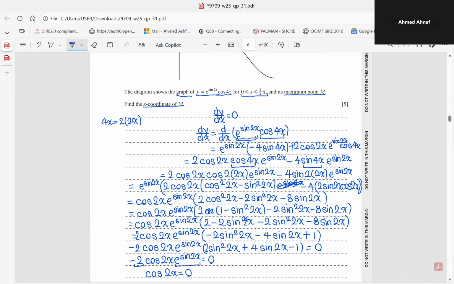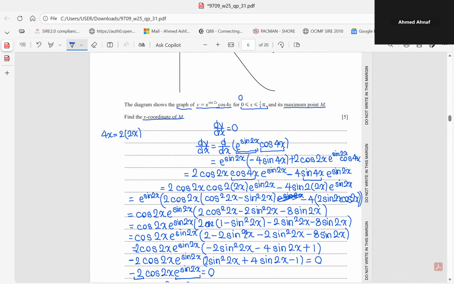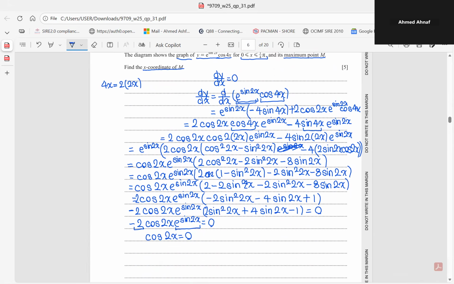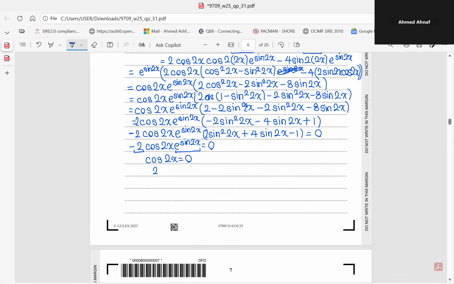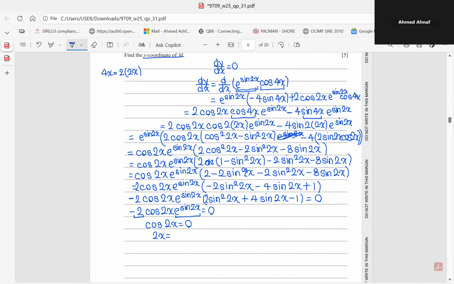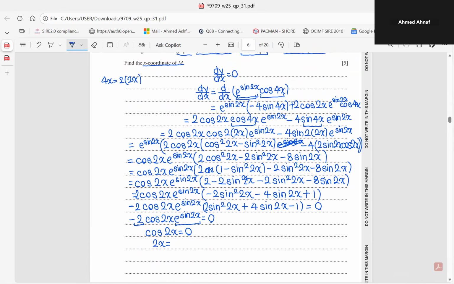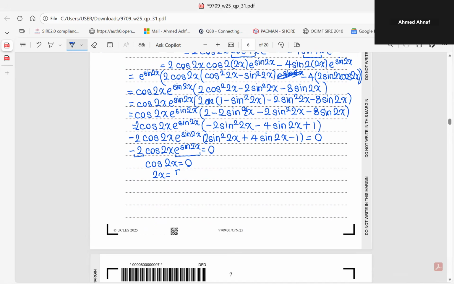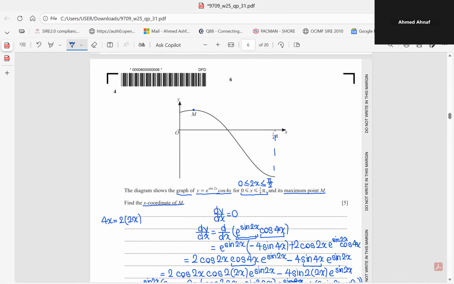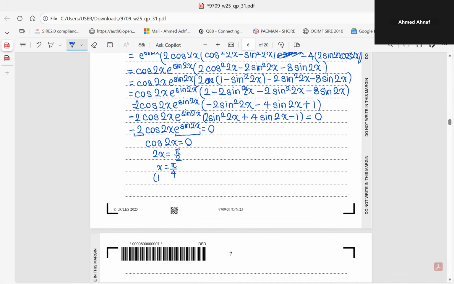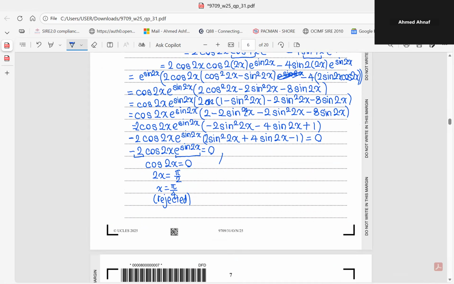So let's take a look at our domain for x. Since we're dealing with 2x, we're going to double it. So instead of just from 0 to pi over 4, this is going to be from 0 to pi over 2. And we know that when cosine equals 0, our first answer is always pi over 2. Since that's the only one in the region, x would be pi over 4. But if you look at our diagram, obviously m is not that, so we are just going to reject it. Okay. All right. Now we can do the second one.